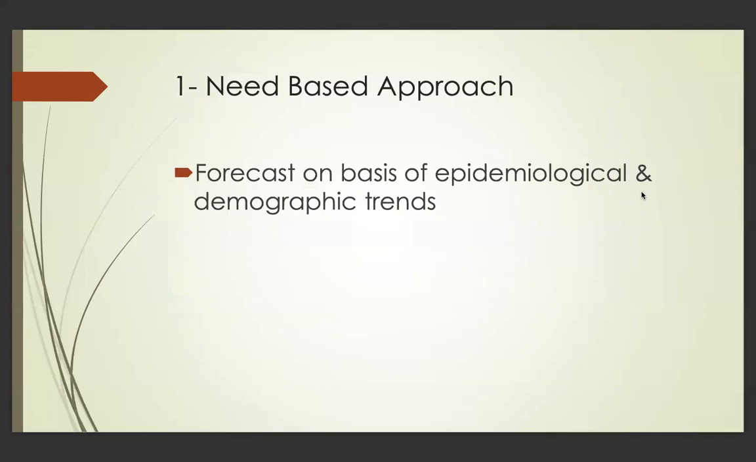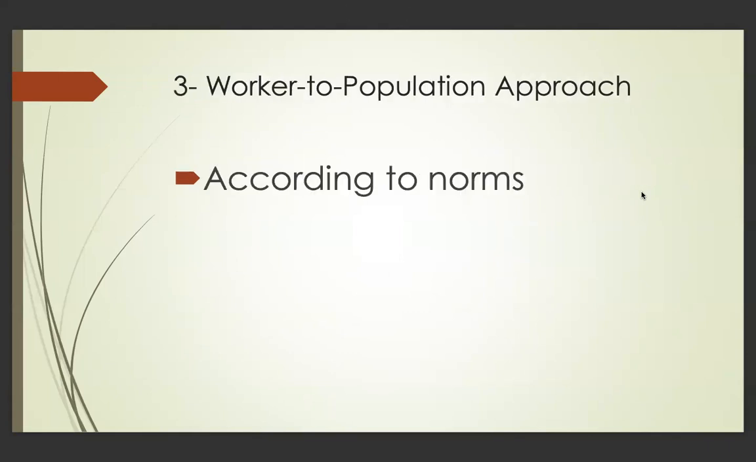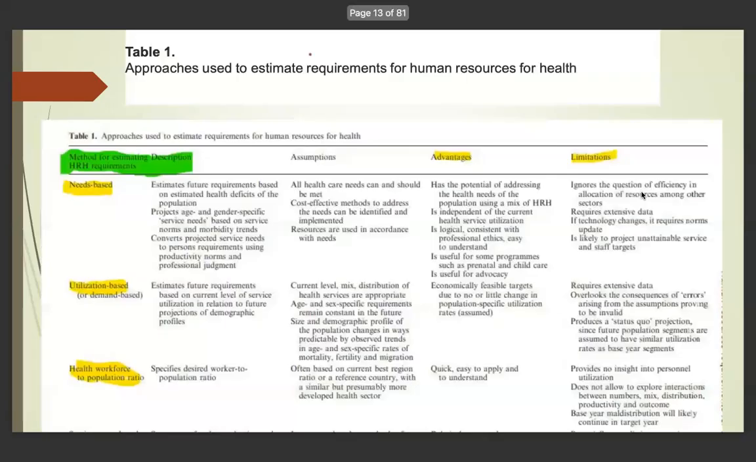The first one, need-based approach, forecasts on the basis of epidemiological and demographic trends. The second one, demand-based approach, forecasts by changes in utilization of care. Third one is the workforce-to-population approach, which is according to norms. And the fourth is service target approach, setting targets of delivery, then converting those targets into health workforce requirements.